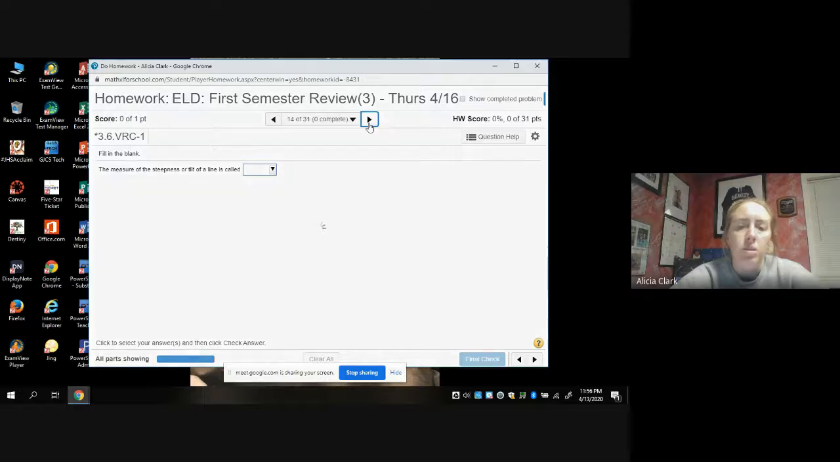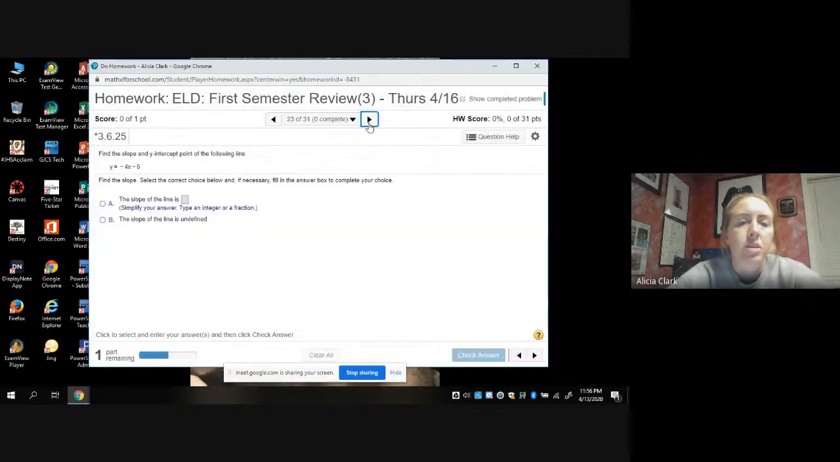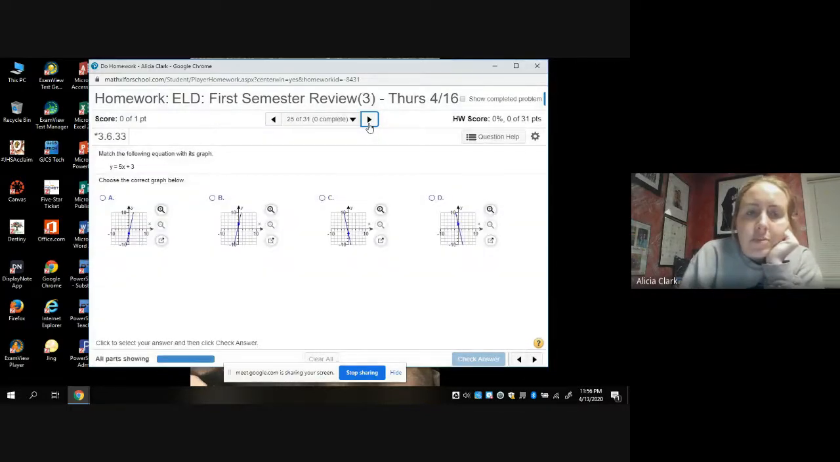A couple more things with vocab. Those are all going to be drop-down menus. There's several of those right through here. I'm not going to show you the answer for those because there's only one. This one you're just telling me what's the slope and y-intercept point of the line. So in this case, y equals mx plus b. Which one is the slope and which one is the y-intercept? Same thing with this next one.